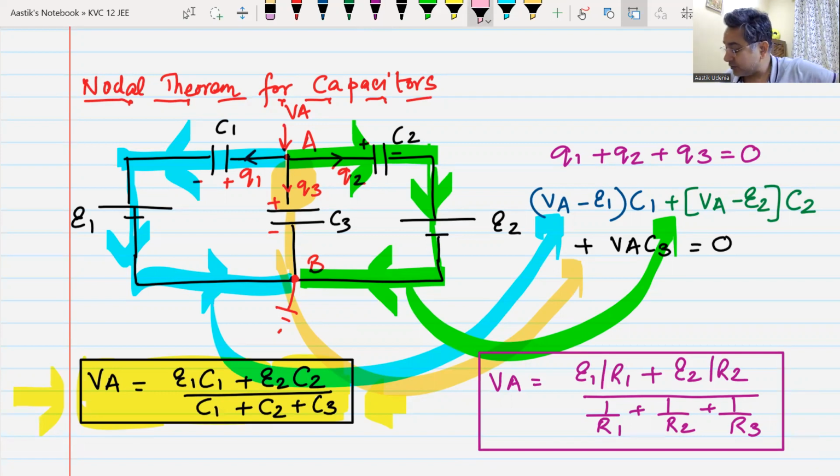I hope you have understood what I meant to say. Capacitor in the numerator and resistor will come in the denominator. In the denominator, we had C1 plus C2 plus C3. And in that case, it was 1 by R1 plus 1 by R2 plus 1 by R3. I'll give you 2 minutes to understand this and note it down.